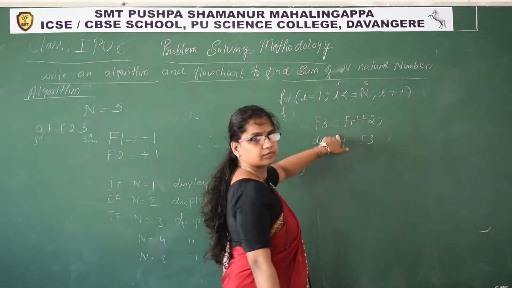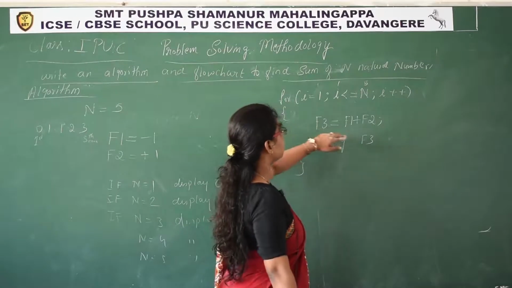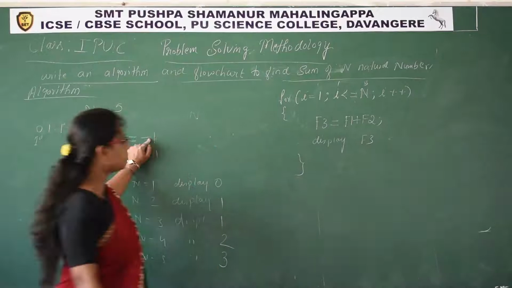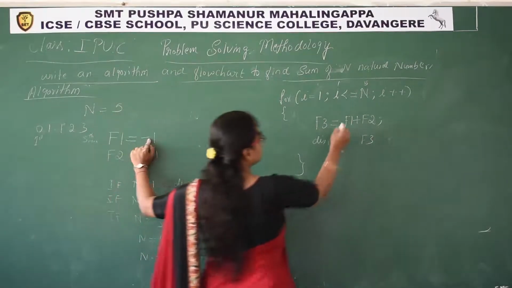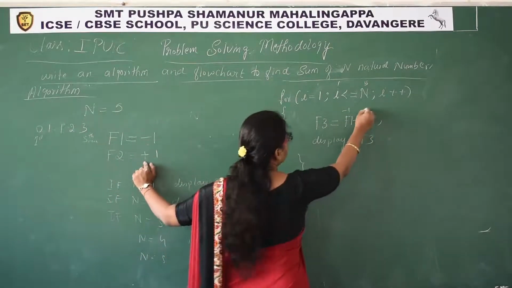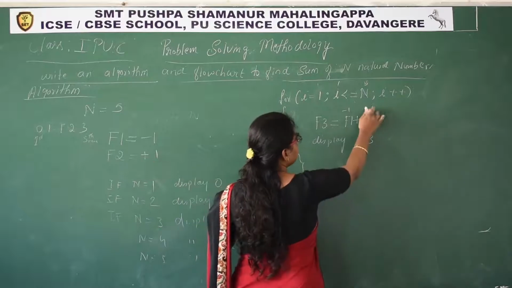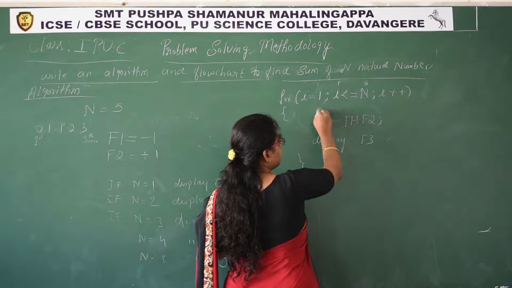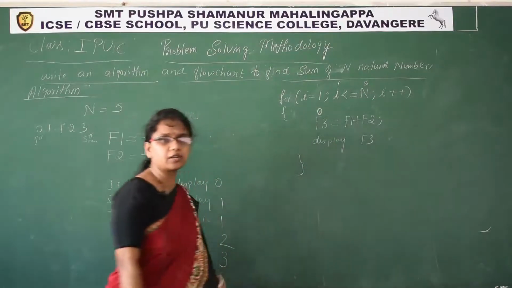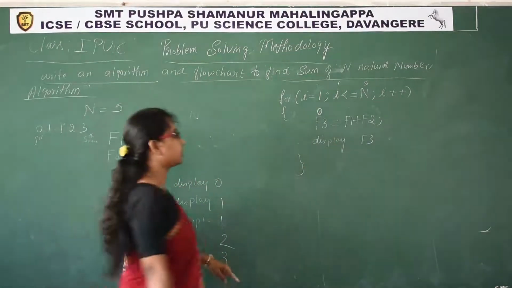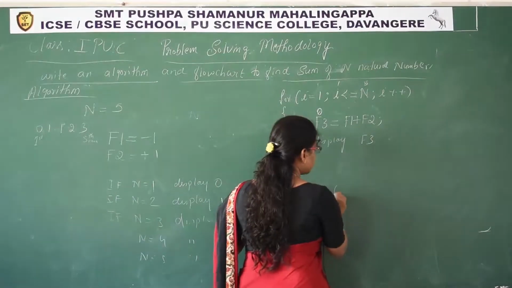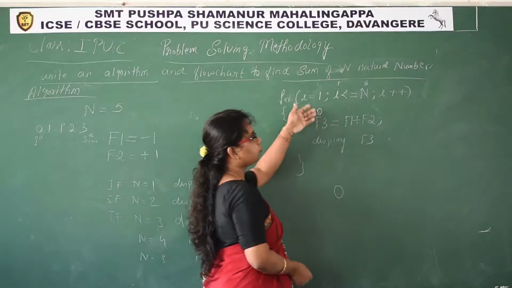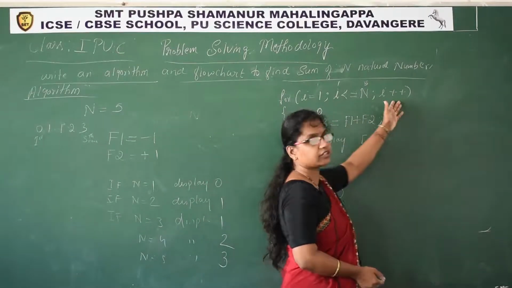It enters inside the loop. f1 plus f2, what is the value of f1 and f2? f1 is -1, f2 is +1. -1 plus 1 is 0. So the 0 will be stored in f3. Now the value of f3 is 0. That is the first Fibonacci number. Display 0, that means 0 is displayed. You all know the working rule of the for loop. Now it goes to the modification part.